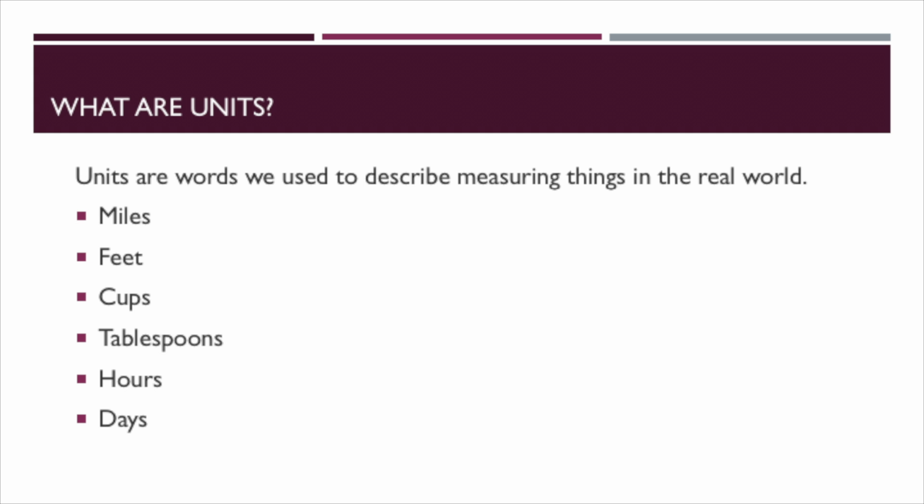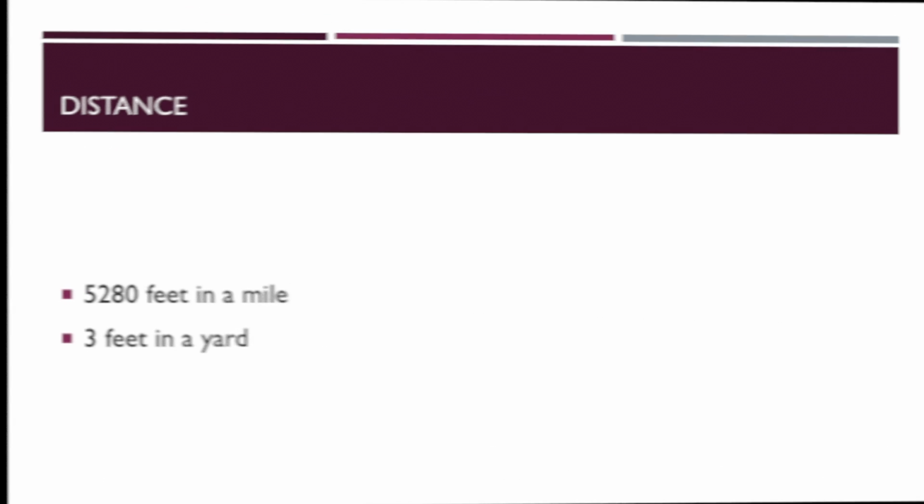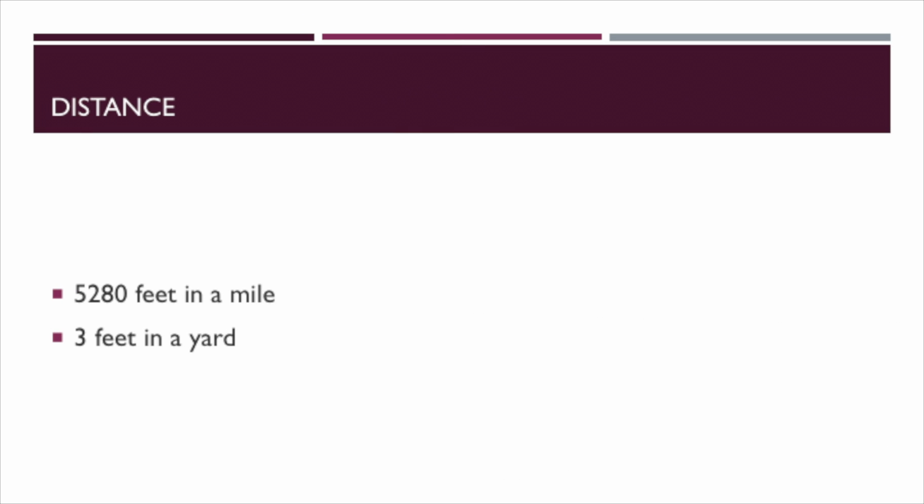feet and yards. Some examples of what might need to be converted is we might need to know how many feet there are in a mile, or maybe how many yards there are in feet, or how many yards there are in miles. So when you're doing conversions, you need to have a table, and in this case, we're going to have a table of feet to miles and miles to yards. So we have 5,280 feet in a mile, and we have 3 feet in a yard.